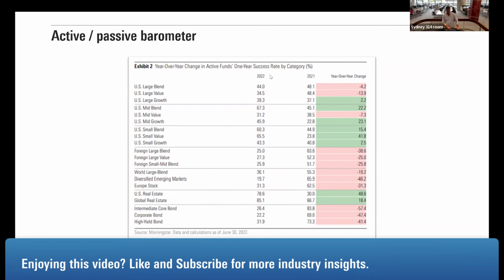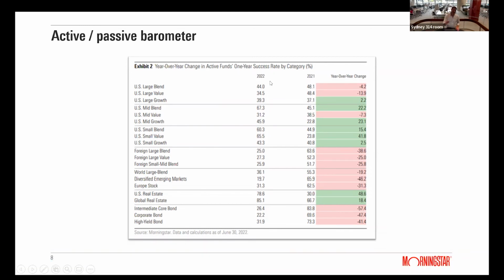The other thing is these are 1-year success rates. So remember, this is a very short term. We don't like looking at 1 year because frankly, it can be dumb luck if someone beat it. We want to look at those managers that are able to continually beat the market over a longer period.